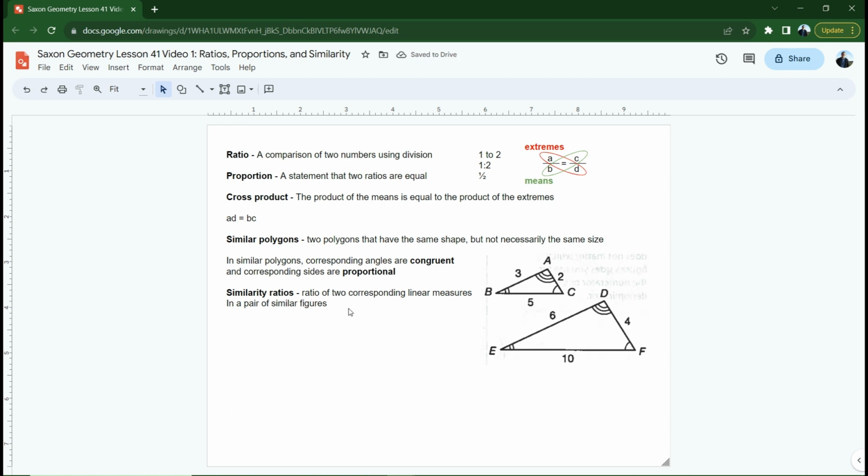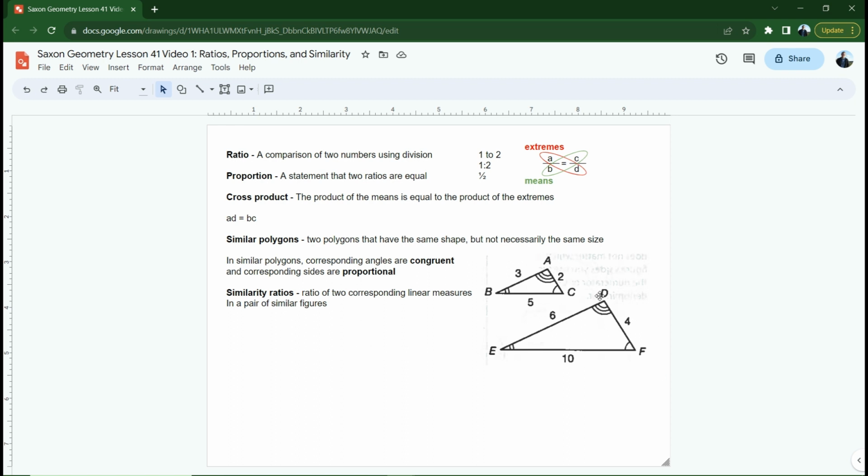In finding similarity, we use the concept of ratios to find something called a similarity ratio. It's a ratio of two corresponding linear measures in a pair of similar figures. Now, here's the thing: when I talk about corresponding, I mean sides that we would expect to be related to each other, or angles that we would expect to be related to each other.